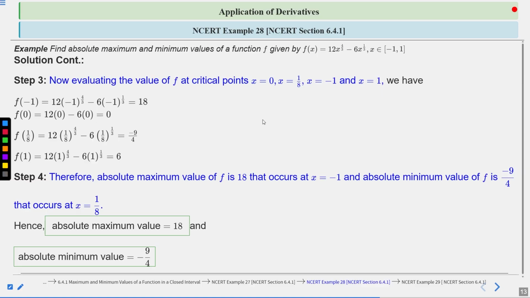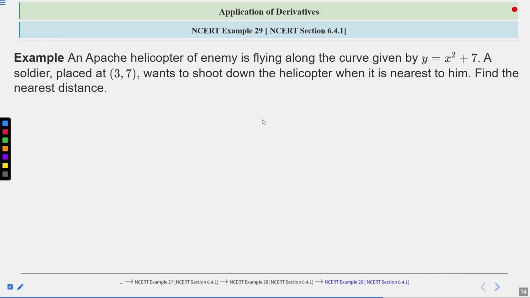Let's move to the next part, which is NCERT example 29, which is part of NCERT section 6.4.1, right?